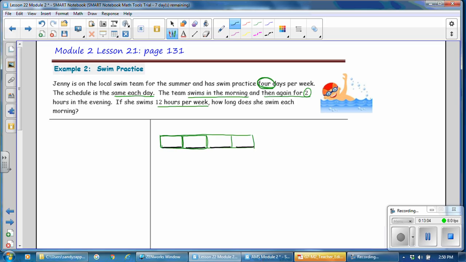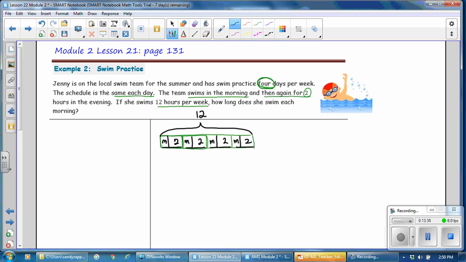And then in each day, we split that up between the morning and the evening. So we have the morning, which is unknown, and the evening, which is 2 hours. And again, we have the morning, which is unknown, and then 2 hours in the evening. This repeats for each of the 4 days. And we know that that total represents 12 hours.